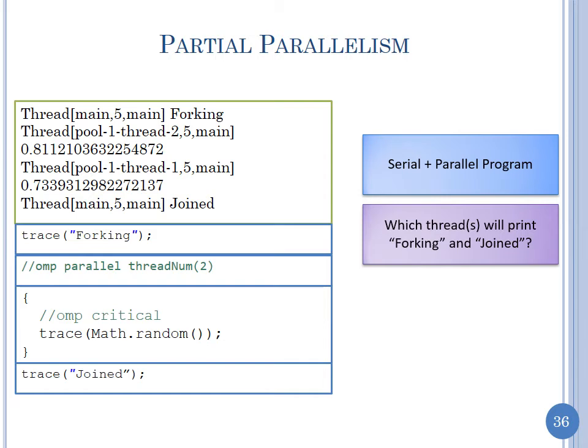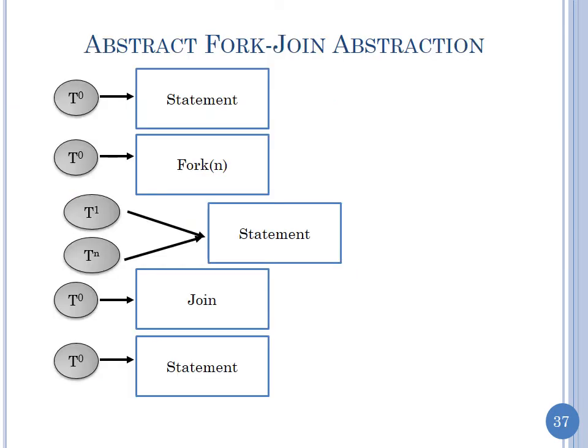I use the words forking and join because this is what's going on abstractly. This fork join abstraction is much more general than OMP. And what does fork do? You say fork n times some statement. That's the general idea. You're given a statement and you say fork, and before continuing, you do join.